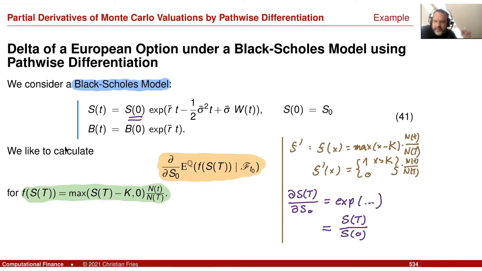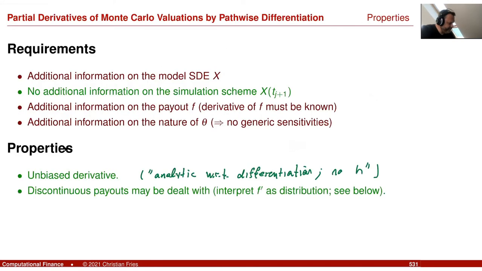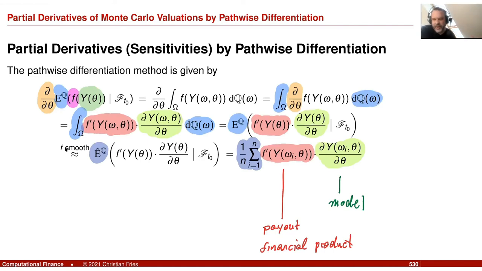So now the setup is the following. If you'd like to calculate the derivative of a payoff function under the Black-Scholes model with respect to the initial value, then this is actually the same as calculating the expectation of the derivative f prime of the payoff function multiplied with this weight. So you see, this is a little bit like a weighted Monte Carlo, where this is a weight, and this is a modified payoff function. The modification is just taking the derivative of the payoff function. And the weight is just the derivative of the argument of the payoff function with respect to the parameter which you'd like to differentiate.